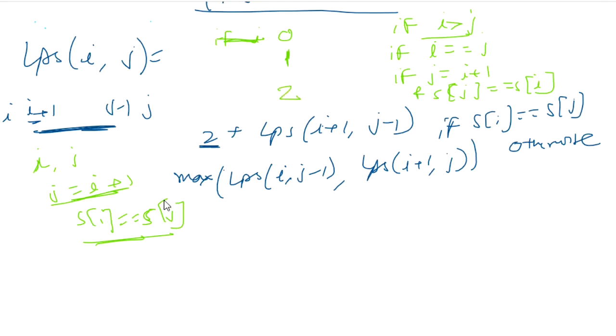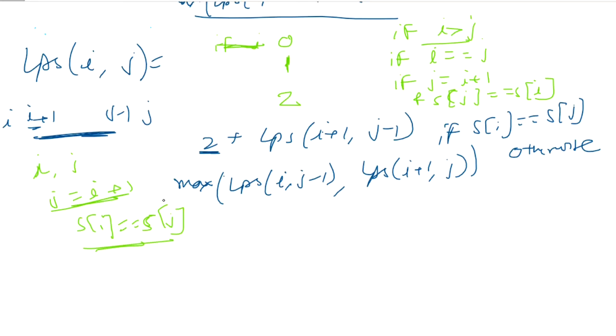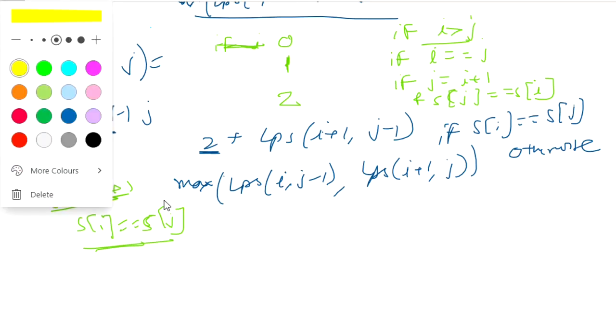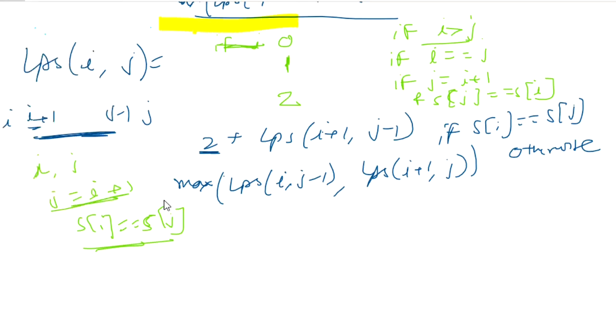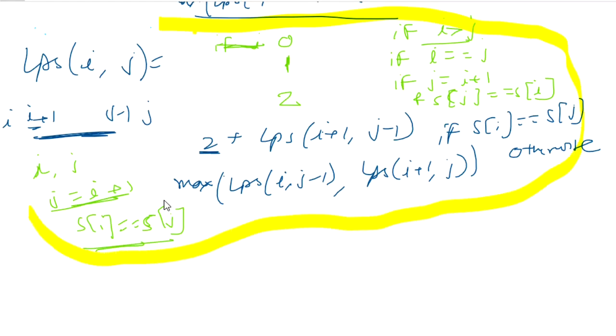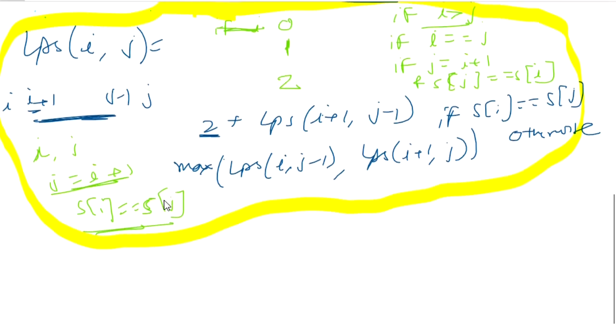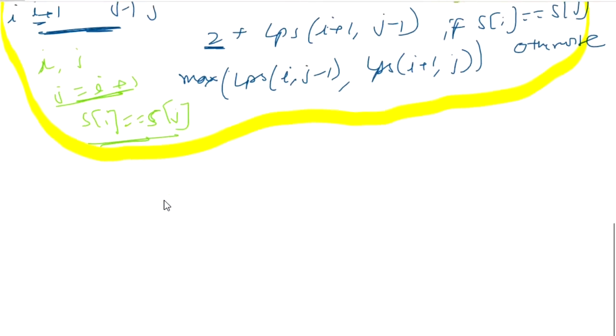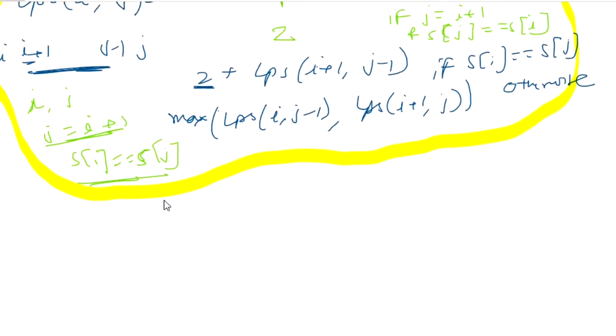So our recursive relation is complete. So this is our recursive relation, and this is also our brute force solution for this problem. So this solution is O of 2 to the power n. Okay, let's see how.